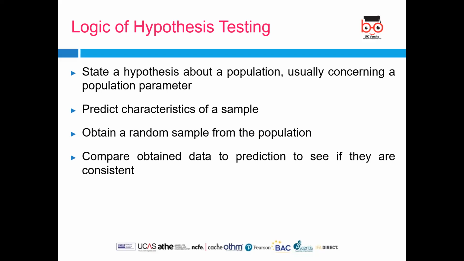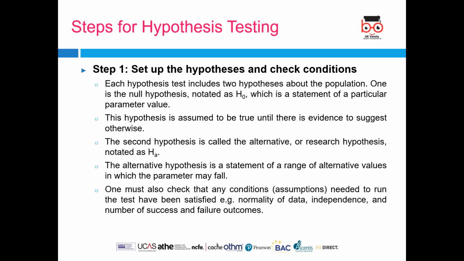Now, based on this logic, there are different steps which need to be performed when you are conducting a hypothesis testing. So step one is to set up the hypothesis and check the conditions. Each hypothesis test includes two hypotheses about the population. One is the null hypothesis, denoted by H0, which is a statement of a particular parameter value. This hypothesis is assumed to be true until there is evidence to suggest otherwise.